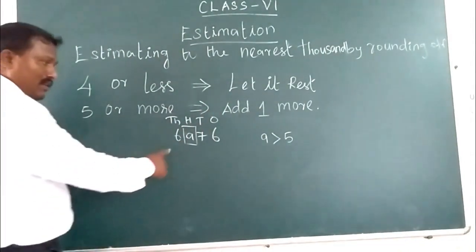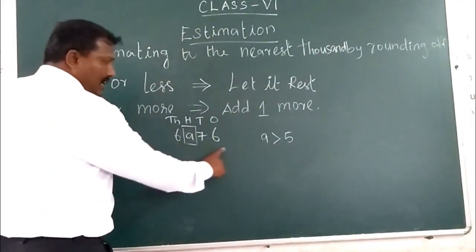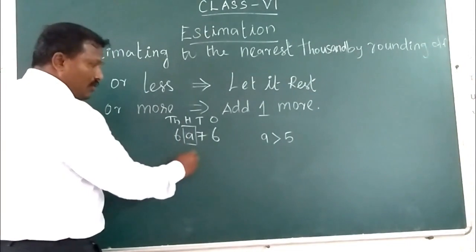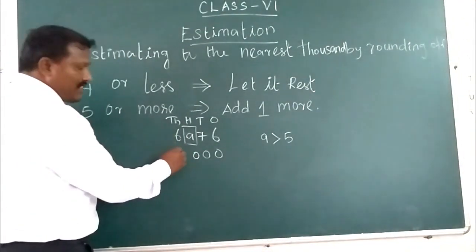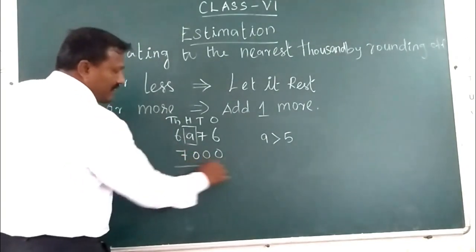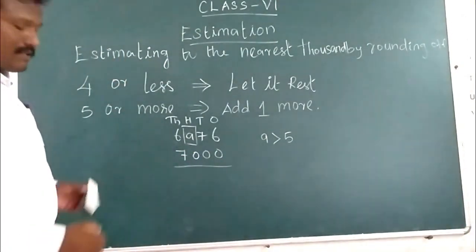Where to add one more? Into the 1000 place, not the hundred or tens place. The remaining digits all become 0. Add 1: 6 plus 1 is 7. So 7000 is the answer.